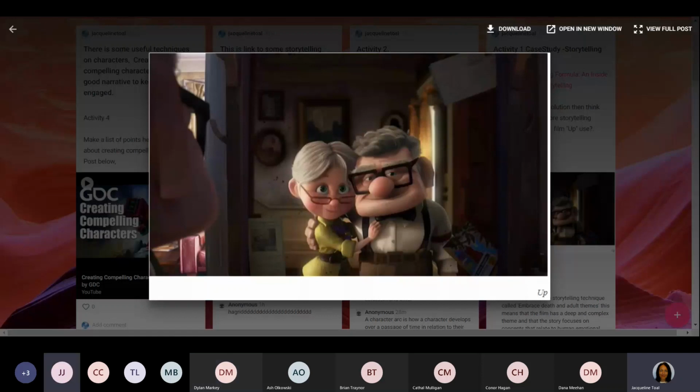So the film Up uses embrace death and adult themes in order for the audience to have a character that some can relate to but all can sympathise with. The use of this technique showcases to the viewers exactly why it allows the audience to understand why the character's making these decisions, and he's making them based on the emotions that he's currently feeling.